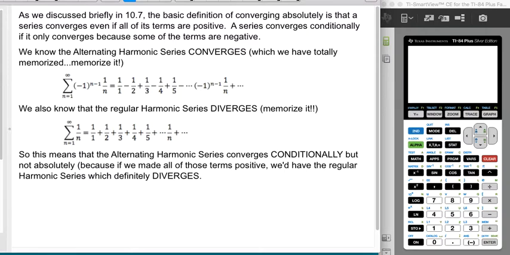As we discussed briefly in 10.7, the basic definition of converging absolutely is that the series converges even if all of its terms are positive. So a series converges conditionally if it only converges because some of the terms are negative. So for example, we know the alternating harmonic series converges because we've seen that, and also because we totally have it memorized. But we also know the regular harmonic series diverges, right? So that means the alternating harmonic series converges conditionally, but not absolutely, because if we had made all of those terms positive, it would diverge, right?